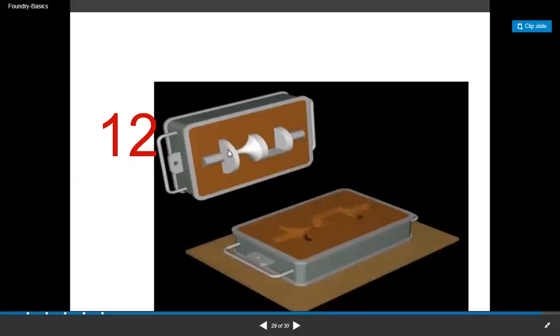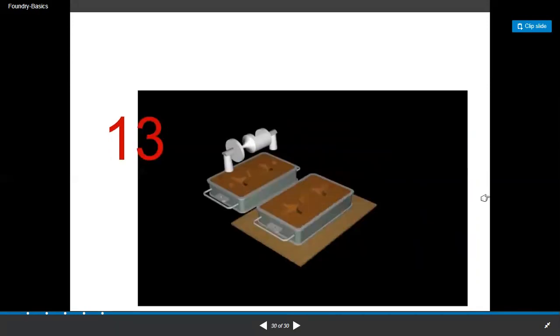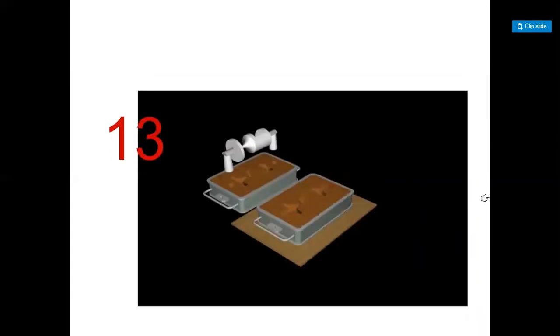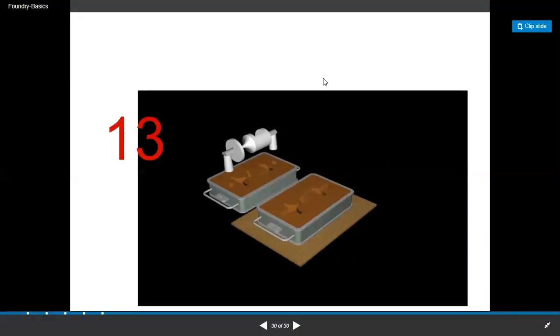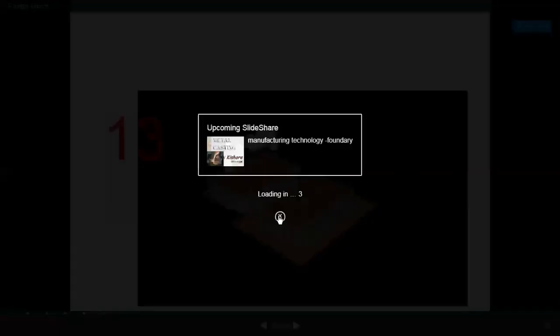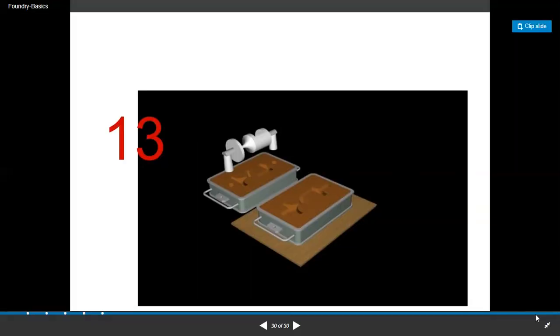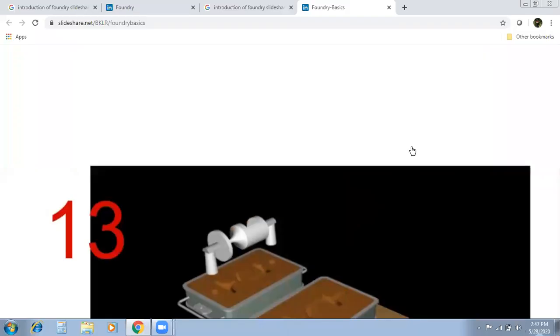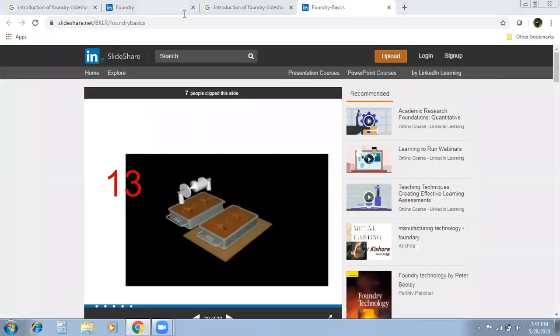Finally the product is ready. After completion of the cooling process, he takes out the casting. The riser and pouring basin leave unwanted material, and some of it he removes in the machining process. So that is the overall introduction to the casting process.